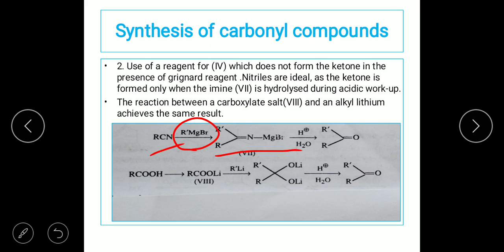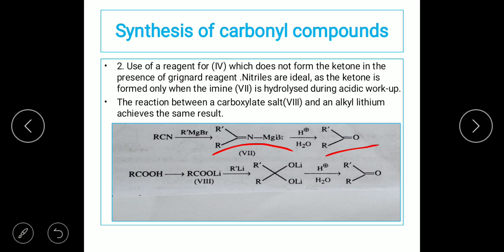So this can be used as an appropriate intermediate for the synthesis of the ketone. Now whenever there's a formation of imines, this on hydrolysis is going to give rise to ketone. Here also there are not going to be any undesired products, and it is not going to give rise to any other side reaction. That's the reason why we can use imines as an intermediate.